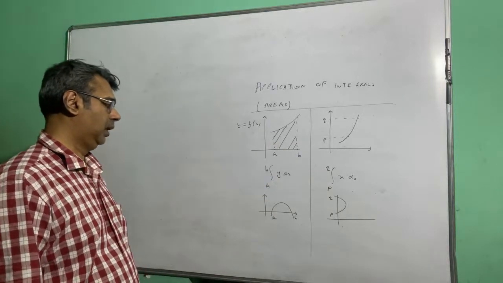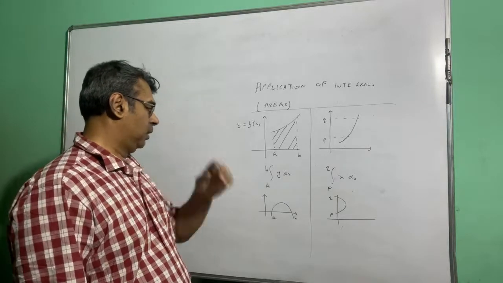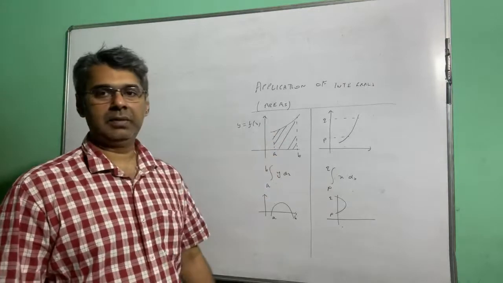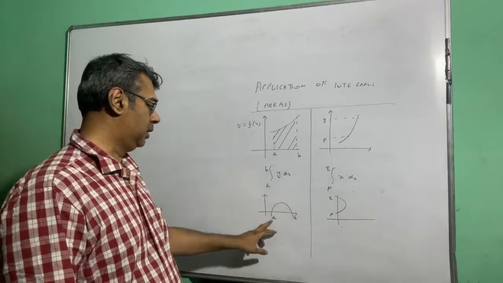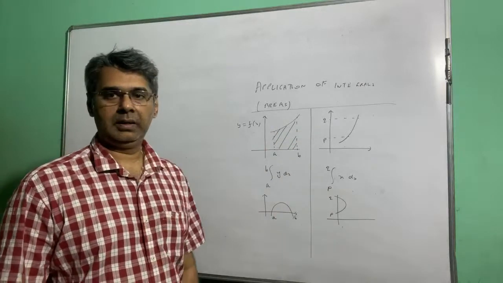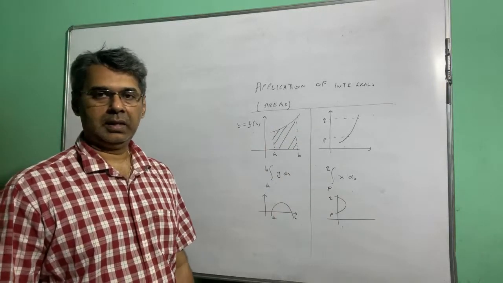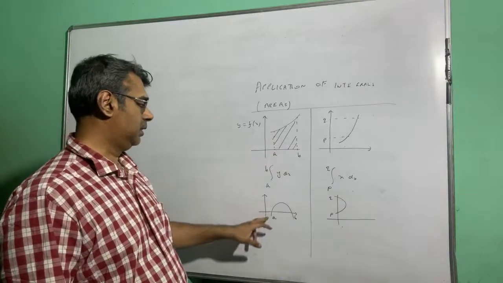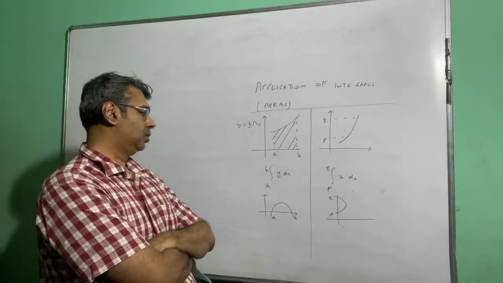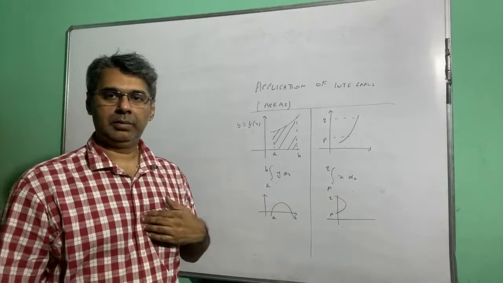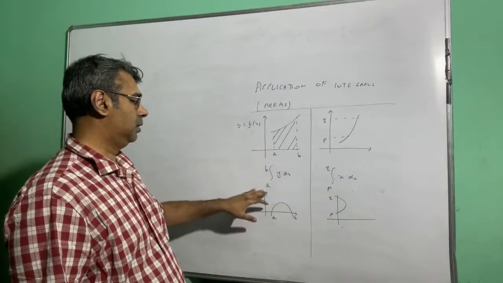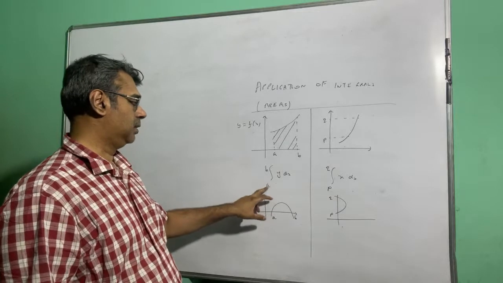Now suppose the graph itself is intersecting the x-axis at these 2 points a and b. Like here you can see this graph is not intersecting the x-axis at all, but suppose the graph is intersecting the x-axis at these 2 points a and b like this, then also the formula will be integral a to b y dx. So if the graph is not intersecting the x-axis, then also a to b y dx. If it is intersecting the x-axis, then also a to b y dx.